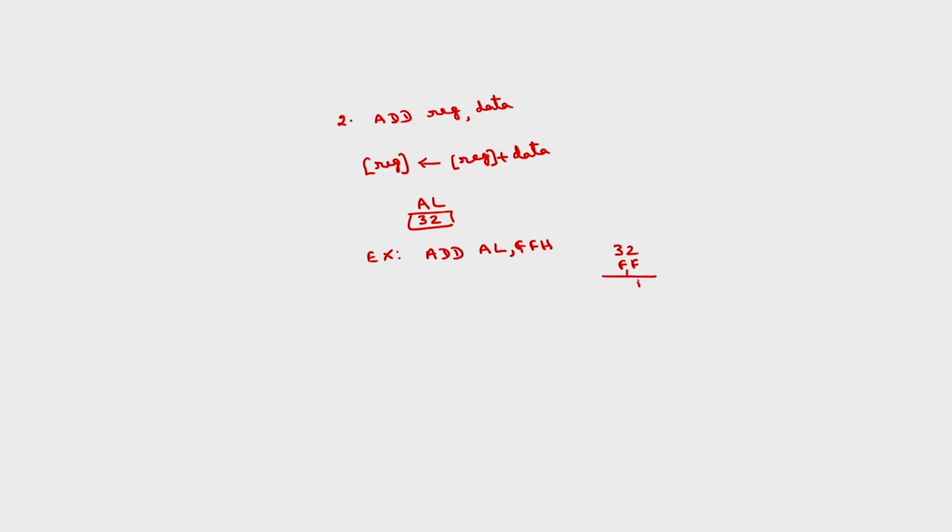So the carry flag is set, and the result will be 31, because AL is only an 8-bit register and stores only 8 bits. So this 31 will be stored in AL, but the carry flag will be set. This is about ADD register comma data. Similarly, we can have ADD memory comma data.